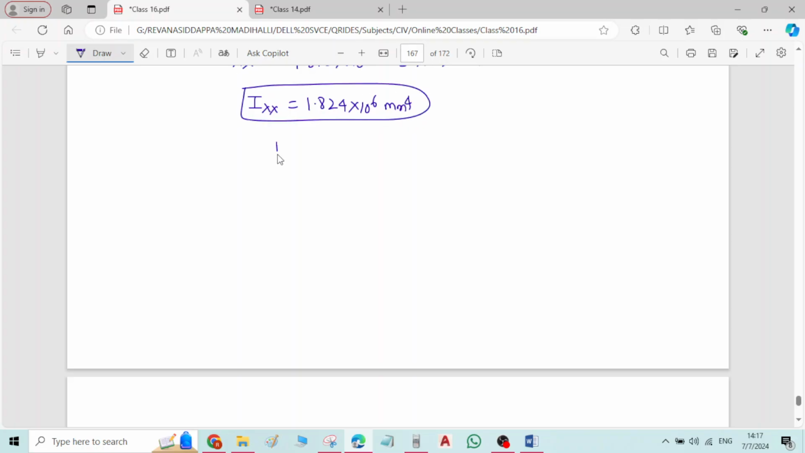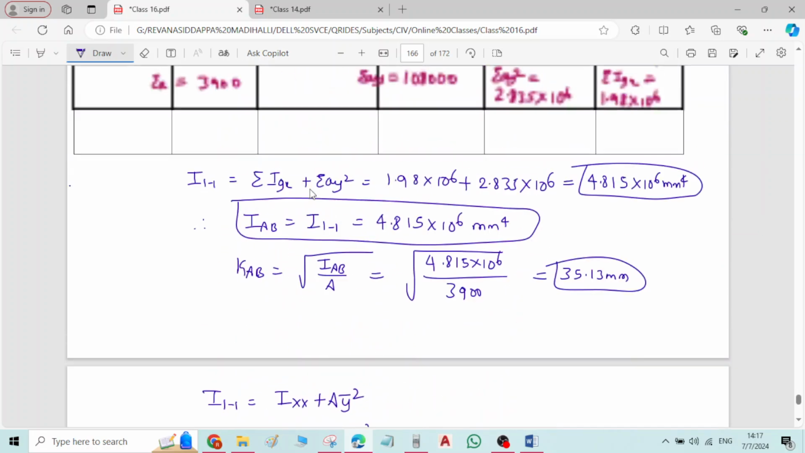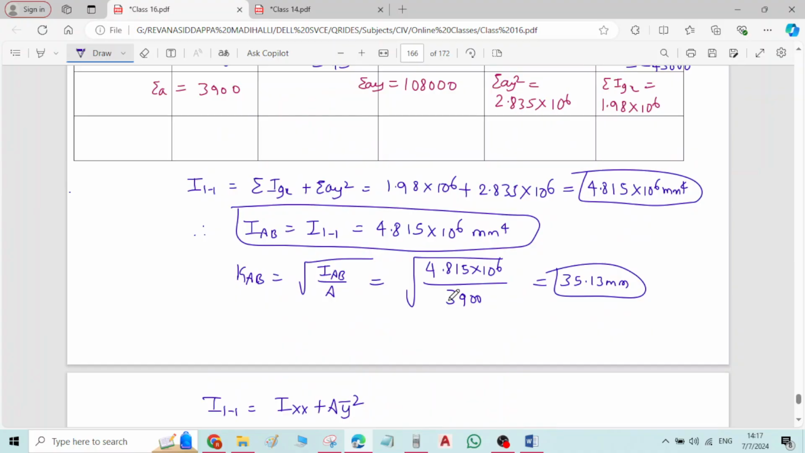Now you can find radius of gyration about the same axis. Kx is equal to root of Ixx divided by A, which is equal to root of 1.824 into 10 power 6 divided by overall area 3900. Therefore, radius of gyration about x-axis is 21.62 millimeter.